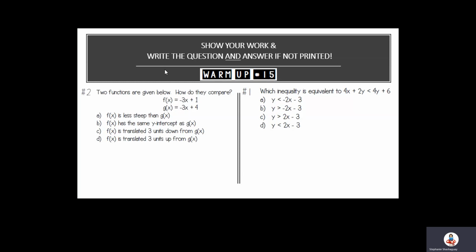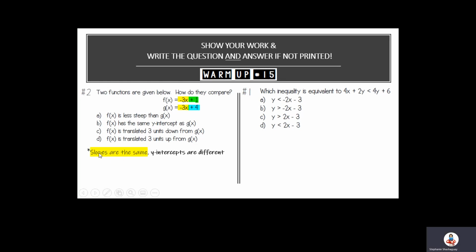So for warm-up number 15, we're going to do number 2 first because I put it in the wrong order. Two functions are given below. How do they compare? So we have function f of x and g of x. So f of x has a negative 3x plus 1, and g of x has a negative 3x plus 4.